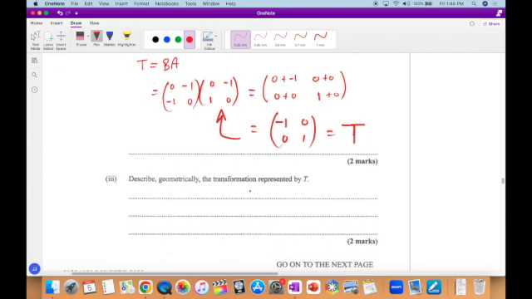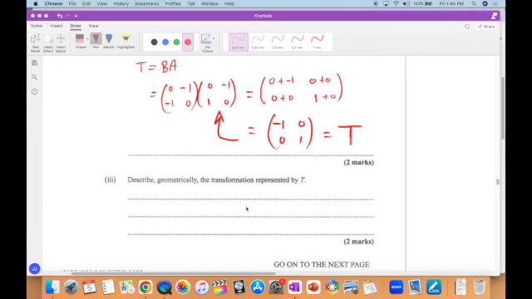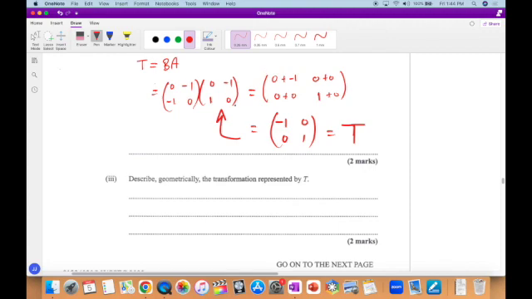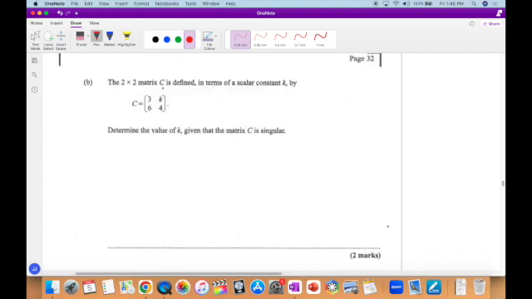Describe geometrically the transformation T. Well, I guess this one we would have to remember the list of transformations. -1, 0, 0, 1 is actually a reflection in the x-axis.